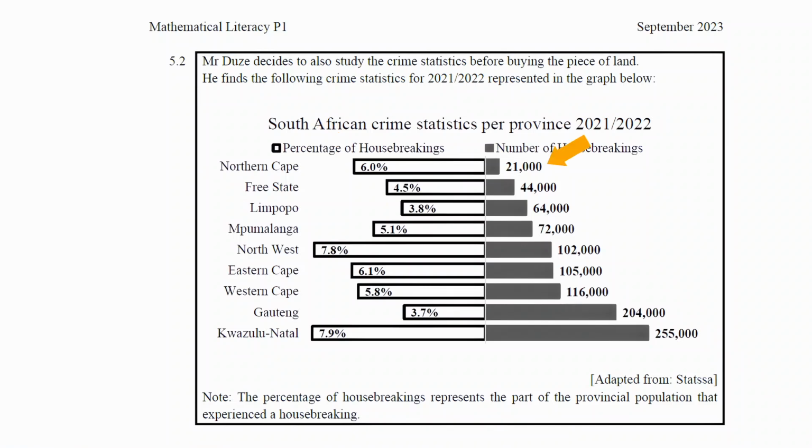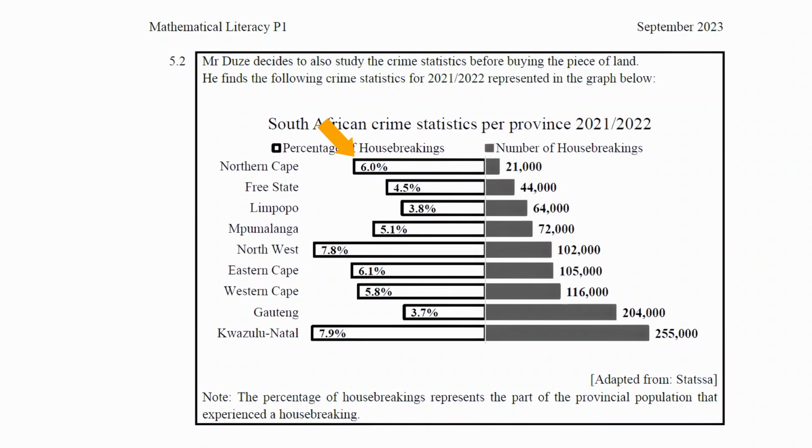Now we also know from the data that there were 21,000 house break-ins in the Northern Cape. This represents the 6% of the population that experienced a house break-in in the Northern Cape. Now we are asked to calculate the total number of households in the Northern Cape. As a percentage, the total number of households in the Northern Cape can be considered to be 100%. And we know that 6% of the households experience a break-in and 6% as a number equals 21,000.